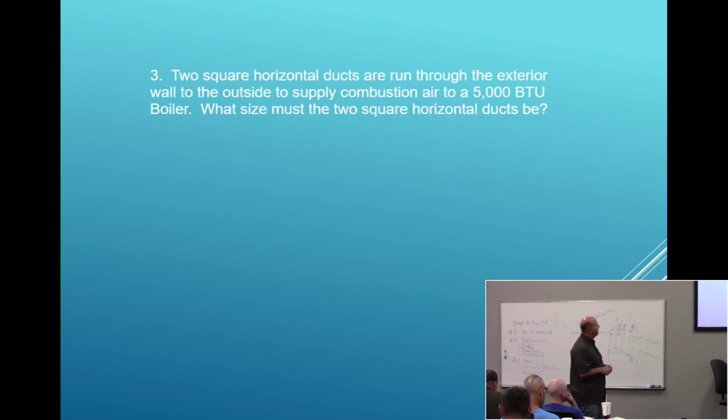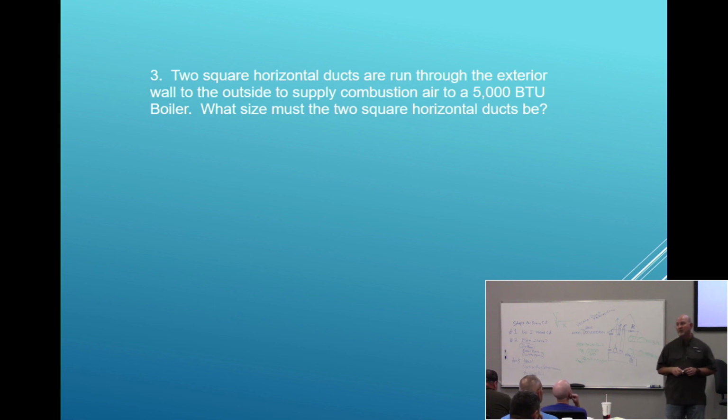Number 3, I've got two square horizontal ducts run through the exterior wall to the outside for combustion air for a 5,000 BTU boiler. What size must the two square horizontal ducts be? So again, we don't have to add anything together. They gave me my total BTUs, 5,000 divided by what? 2,000. Why 2,000? Horizontal duct. Because it's horizontal.